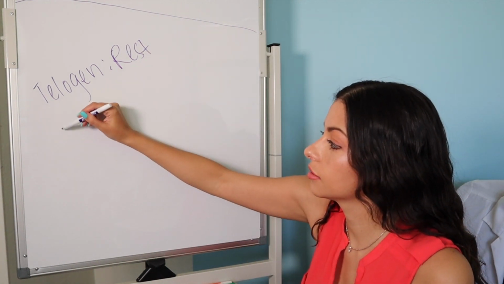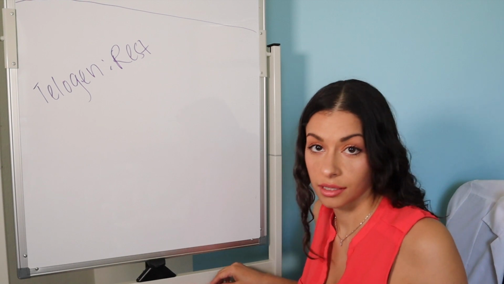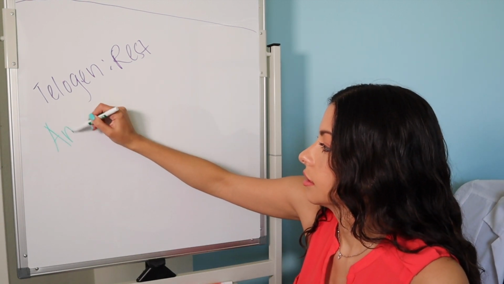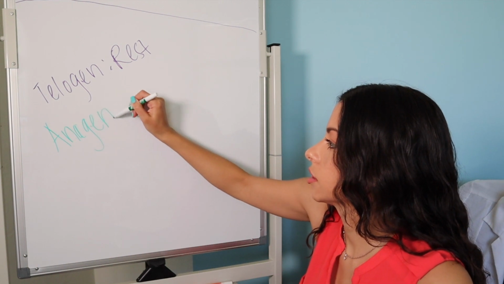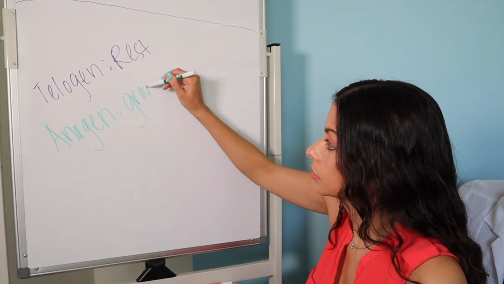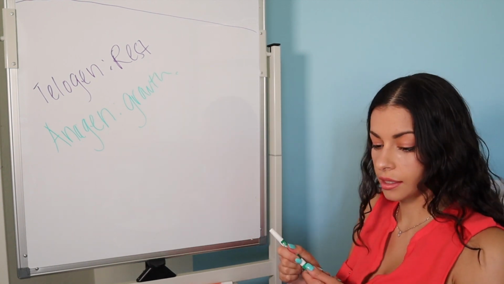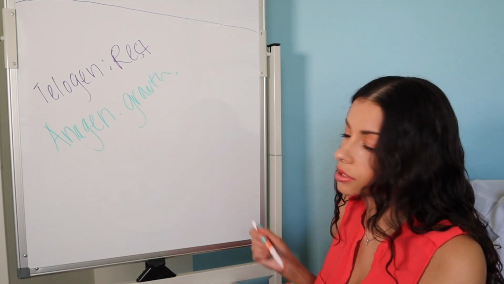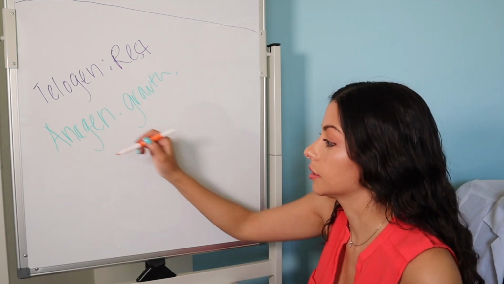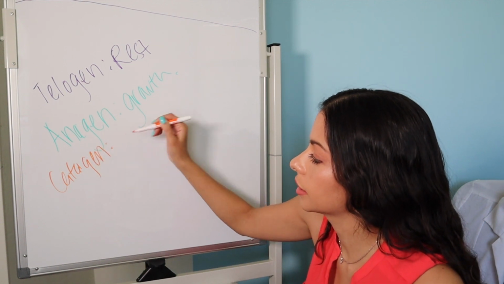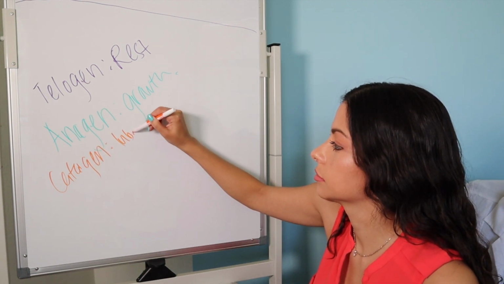And then we're going to have the growth cycle, which we're going to put green here because green I just think of nature and growth, which is going to be the anagen phase. So this is growth, okay? And then we also have a catagen phase, which is going to be an in-between phase. Catagen, okay? It's like the in-between.